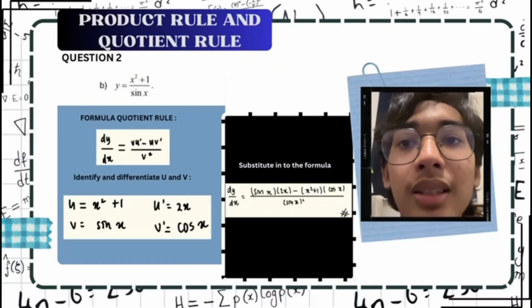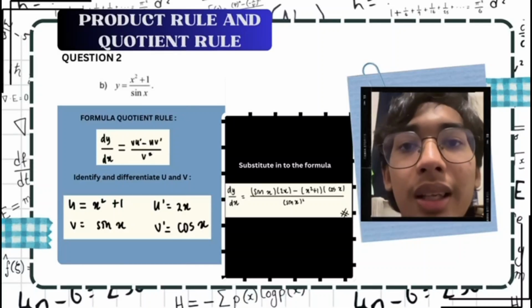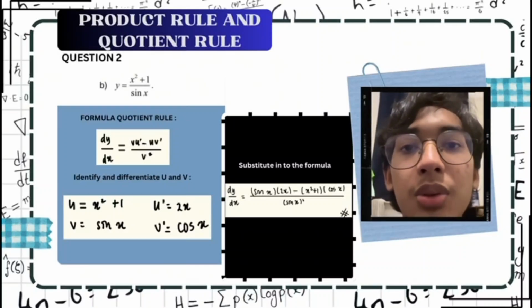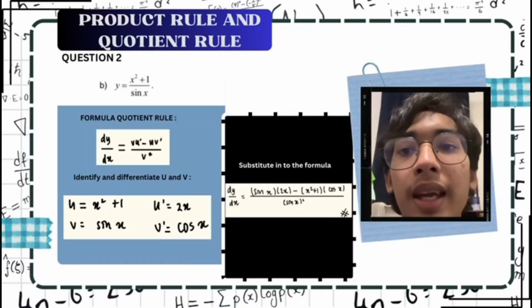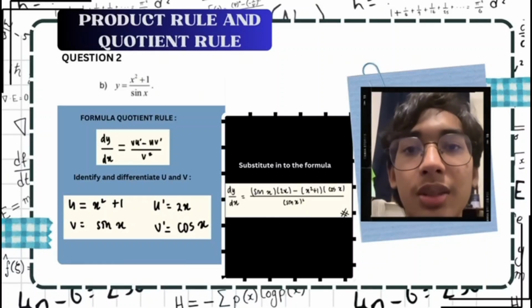Then I apply it into the quotient rule. dy over dx equals open bracket sin x close bracket, open bracket 2x close bracket, minus open bracket x squared plus 1 close bracket, open bracket cos x close bracket, over sin squared x. This is the complete answer for question 2b.